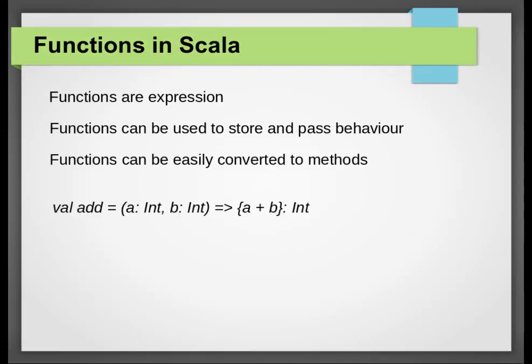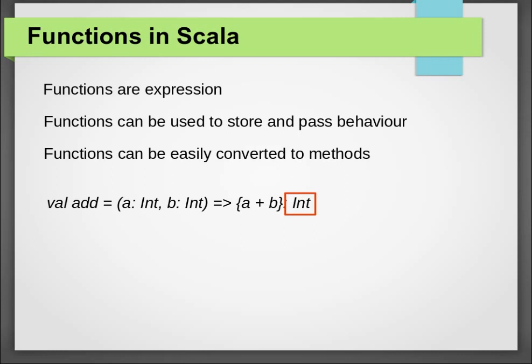Here is a function to add two integers in Scala. Here, a and b are the input to the functions. Equal to sign followed by greater than sign marks the starting of the body of the function. A plus b is the body of the function where function takes incoming input parameters and performs operations on them. And finally, we have a return type followed by a colon. As we have already seen that Scala can infer return types. Hence, it is optional to specify the return type.